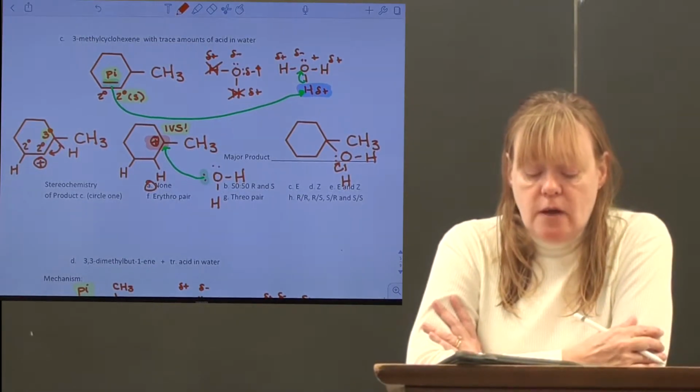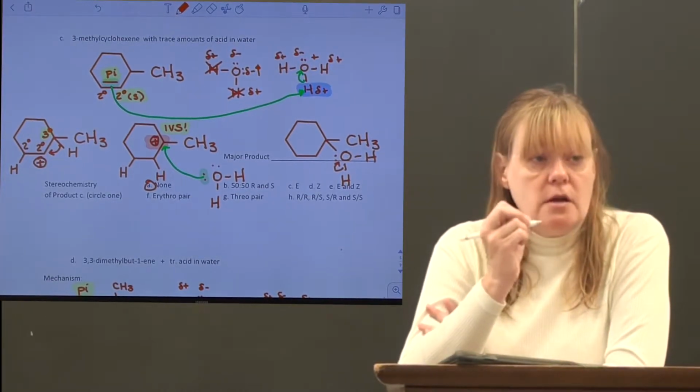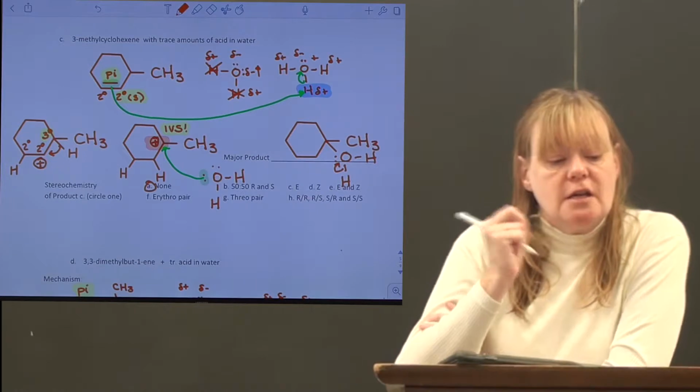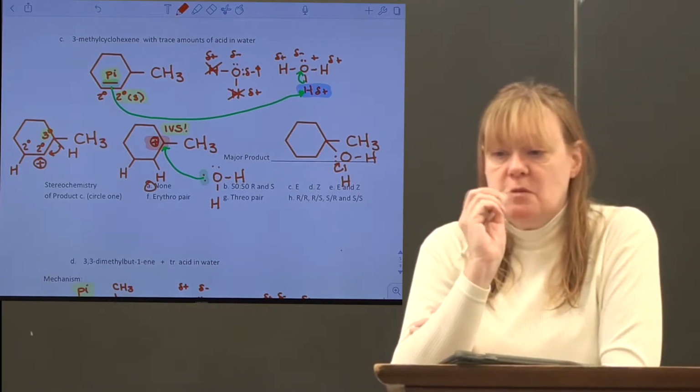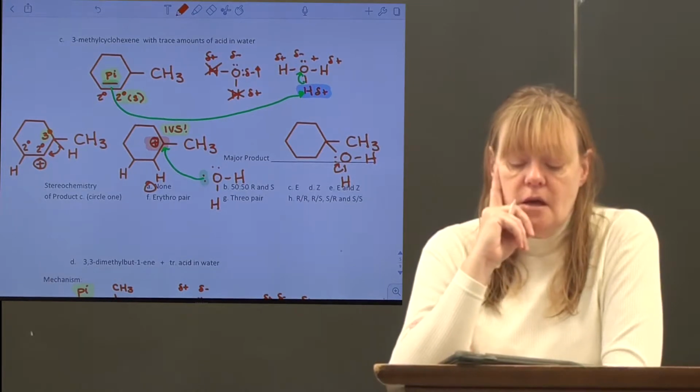Okay, 3-methylcyclohexene. The ene doesn't have a number because that's a functional group, so it has to get the lowest number possible, so it has to be between 1 and 2, and so then you figure out where 3 is based on that.